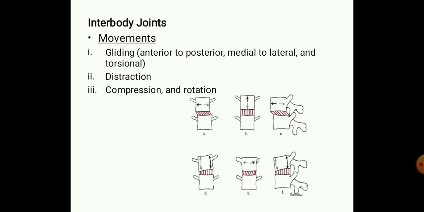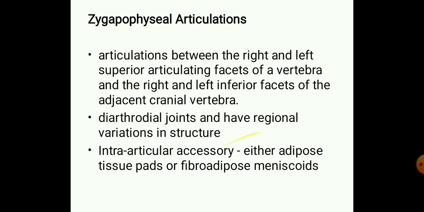When it comes to the thoracic region, there is a limited amount of movement possible, mainly because of the surrounding structures: the rib cage, the muscles and the ligaments. So all these movements are respective to the region. The cervical region is much more free to move compared with the thoracic and the lumbar regions. So all these movements are respective to the regions.